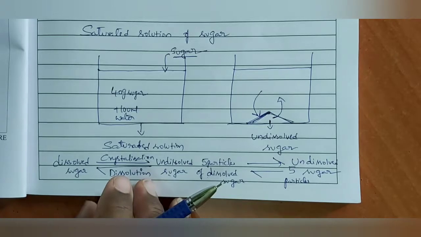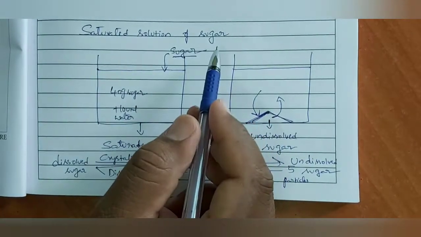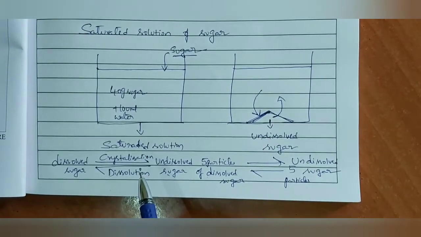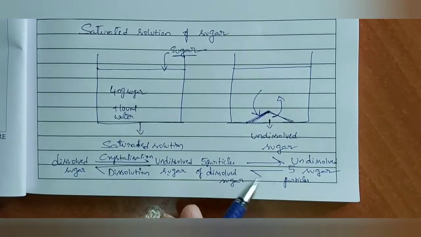Okay, are you clear? So first, what is meant by a saturated solution of sugar? After that, what is this equilibrium in the case of solid in liquid solutions? You are clear, I think.